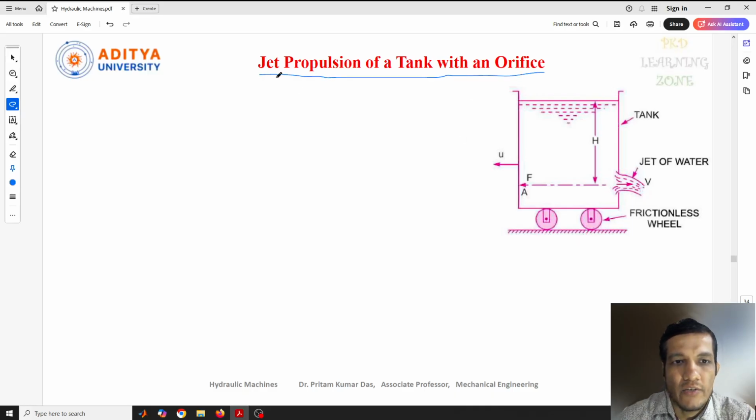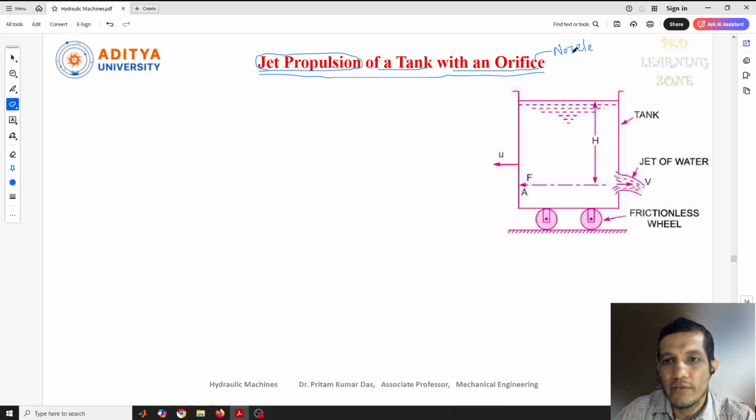So in our last lecture, we discussed the theory part of jet propulsion: the definition, objective, applications, types, advantages, and disadvantages. In this one, I have taken the jet propulsion application on a tank where an orifice is fitted, and this orifice will act as a nozzle.